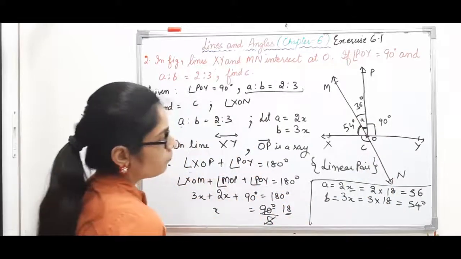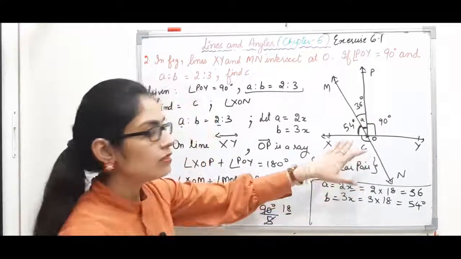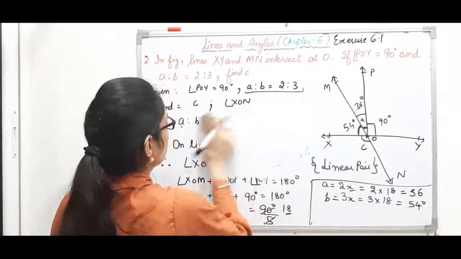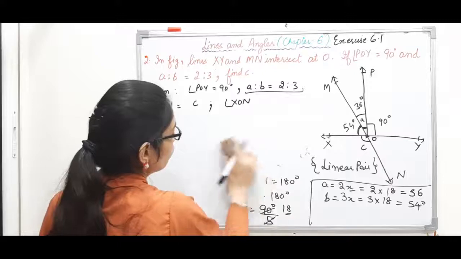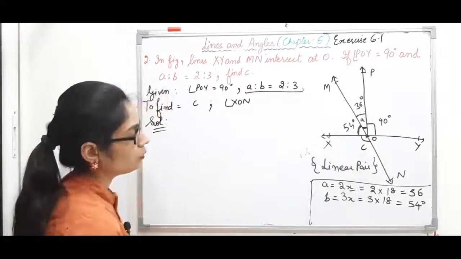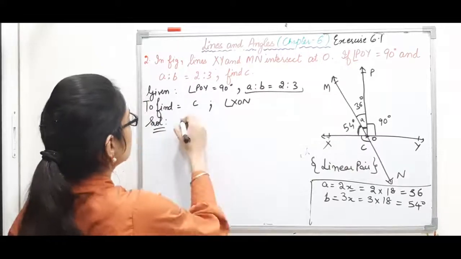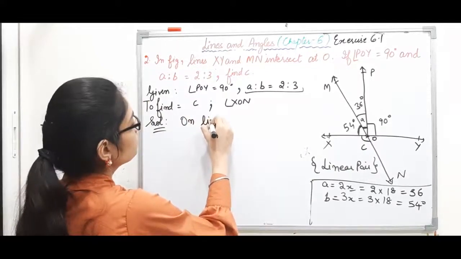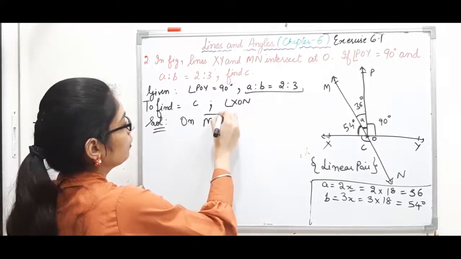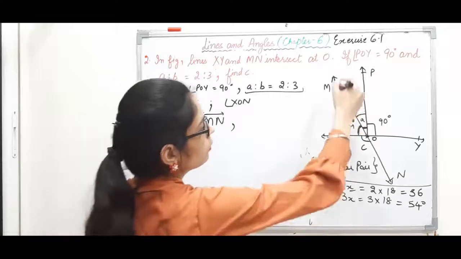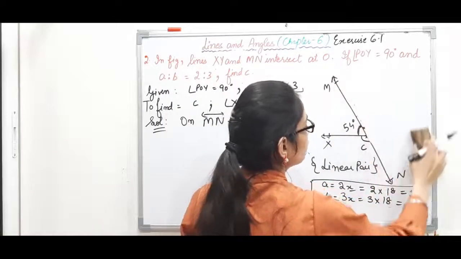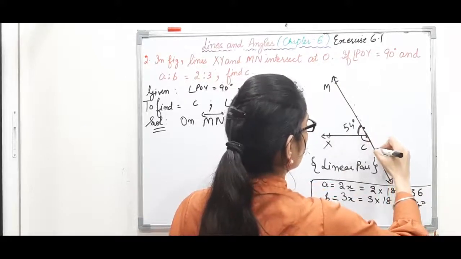This one. So now we have to find the value of c. This is the main question. We have to find the value of c. So that's why we calculated the value of a and b. Basically we needed only b. So b we have already calculated now. So we can write on line MN. So line MN we have to take now. So this is line MN. So I'll erase everything else because we have to take line MN now.